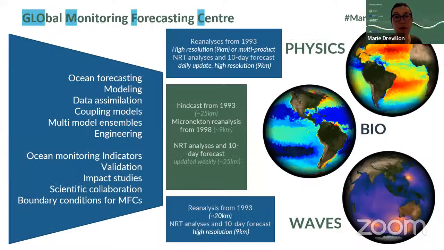Perfect. So I'm going to introduce the physical products of the Global Monitoring and Forecasting Center of our Copernicus Marine Service. This forecasting center leads a lot of activities, among them ocean forecasting using modeling and data assimilation, also coupling models, physics and biogeochemistry, for instance. We're also doing multi-model ensemble, a lot of engineering activities, ocean monitoring indicators, validation, impact studies, et cetera. I won't go into the details, but this is part of our activities. It implies a lot of people are working to produce these physical oceanography systems, but also biogeochemistry and waves, in collaboration with partners.